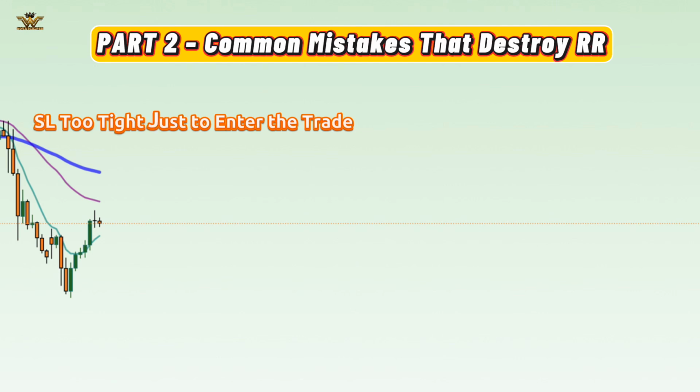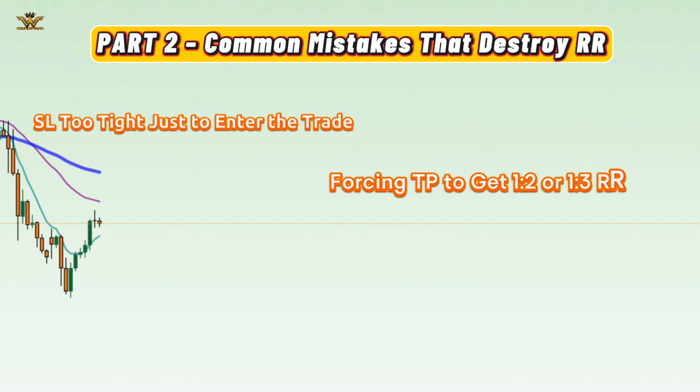And you can fix this mistake by setting your stop loss based on the market structure, like below support, above resistance, or beyond the supply-demand zone. And the second mistake is forcing TP to get 1-2 or 1-3 RR. Don't just set your TP to make the math look good. If your TP is placed beyond the realistic levels, the market may never reach it. And how you fix that is setting TP to align with next key levels, Fibonacci targets, or previous liquidity zones. Let price tell you where it is reasonable.